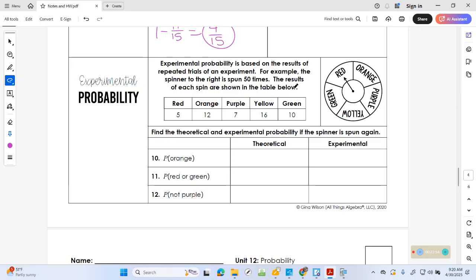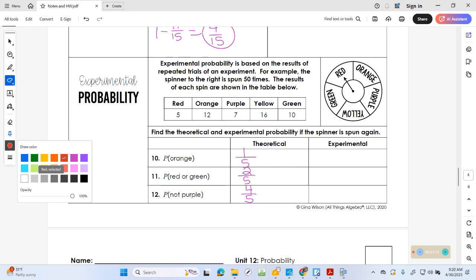So I'm going to start with the theoretical column. Do a quick count for me on our spinner. How many different total options are there? 5. So these are all going to be over 5. Got it. What's the probability that you land on orange? How many sections of the spinner are orange? 1. How many sections are red or green? 2. And none of those reduce yet. How many sections are not purple? 4. So those are the theoretical probabilities.